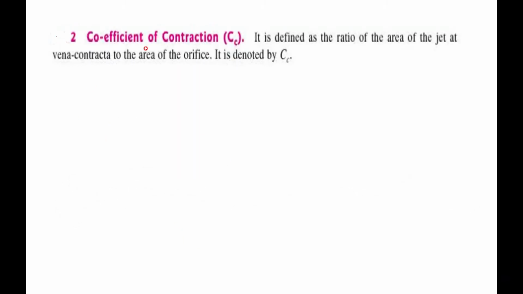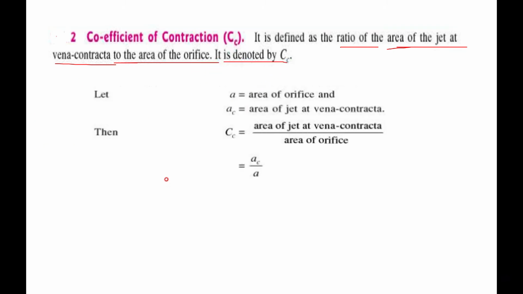Next, the coefficient of contraction. Coefficient of contraction is defined as the ratio of area of jet at vena contracta divided by area of orifice. It is denoted by the symbol CC. Let A represent the area of orifice and AC represent the area of the jet at vena contracta. Then the CC can be written as the ratio between the area of jet at vena contracta to the area of orifice, that is AC by A.